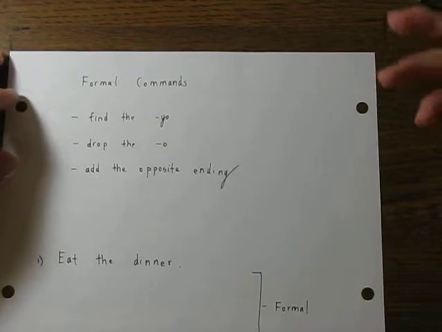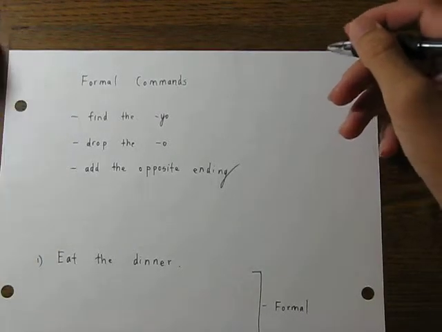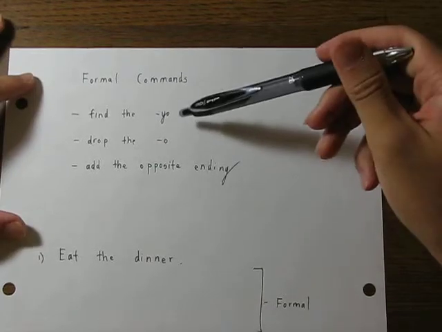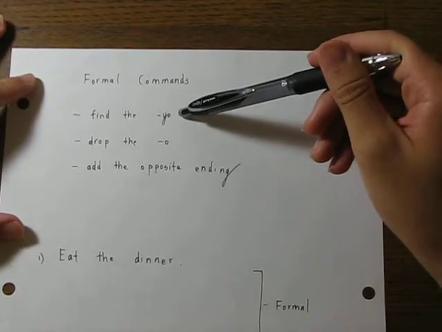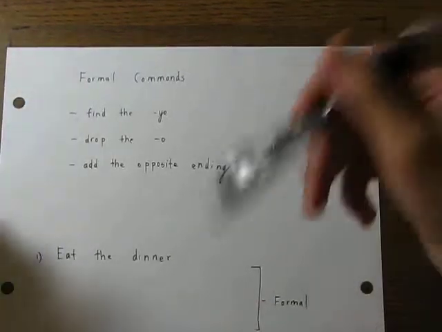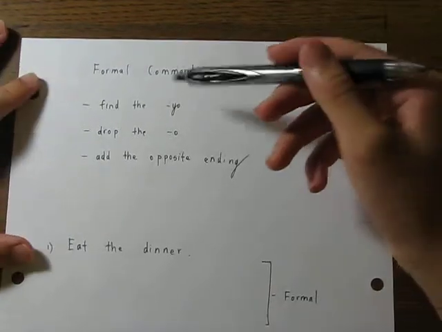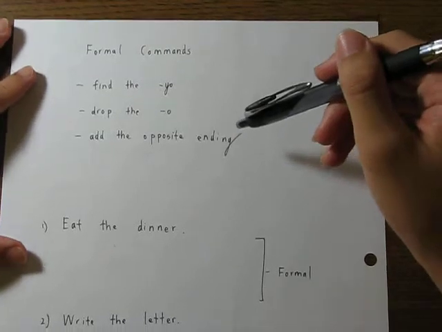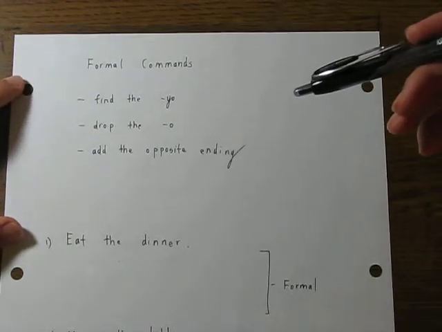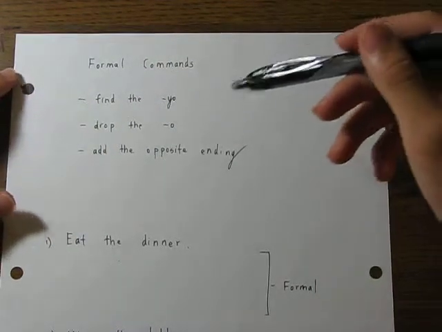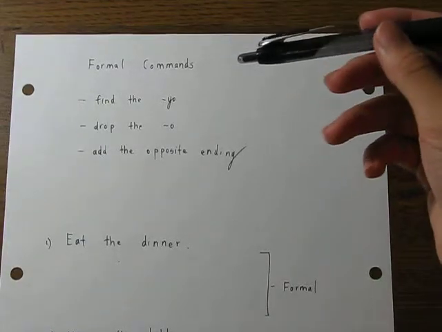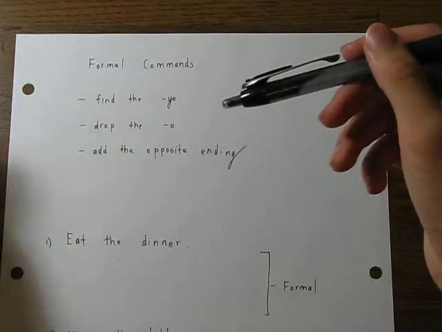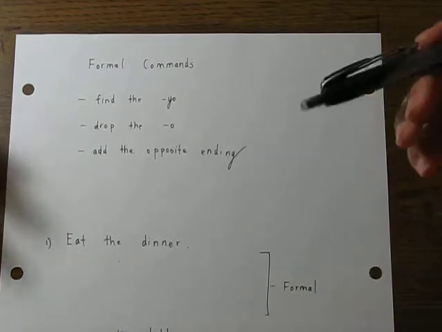So, the formal commands are formed in the same way as present subjunctives, as I taught 2 lessons before. You start by finding the yo form of the verb, right? You find the yo form of the present indicative. Then, you drop the o ending, right? And then finally, you add the opposite ending, which for AR would be e or en, and those are for the usted and ustedes form. And for ER and IR verbs would be a and an for usted and ustedes forms respectively.